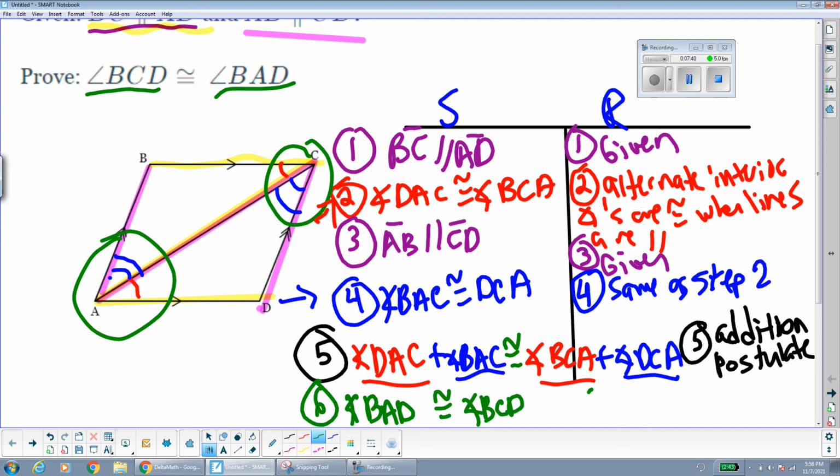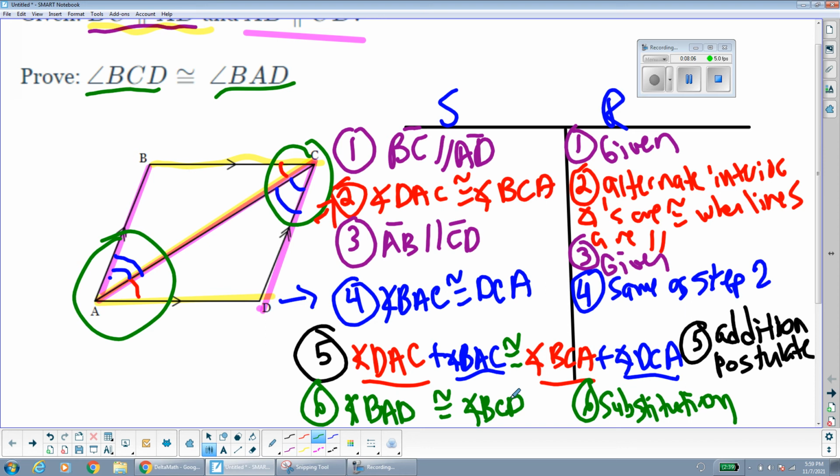And that's by substitution. All we did was replace the addition with what it actually was. This plus this was this. This plus this was this. After addition or subtraction postulate, always comes substitution. So we've written out the entire proof here. We've proven what we're trying to prove, that angles BAD and BCD are congruent to each other.